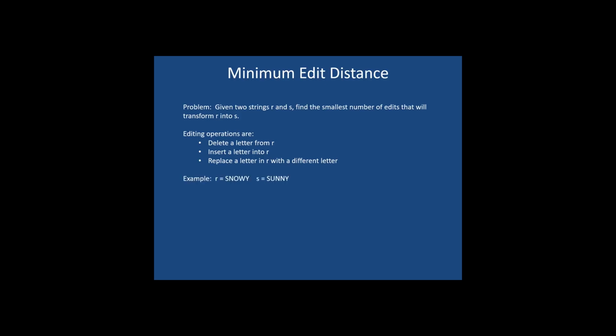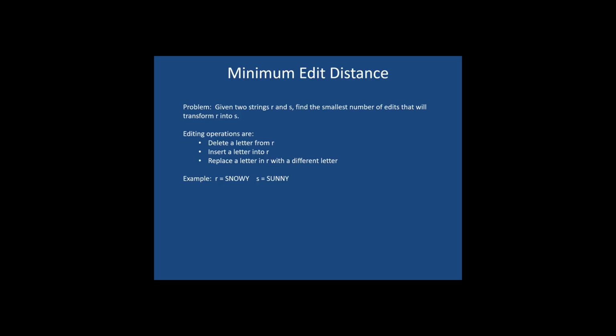So let's look at an example. Let's say we start with snowy and we want to turn it into sunny. How many edits does it take? What's the minimum number of edits to turn snowy into sunny? 3. Okay, I've got votes for 3. Anyone see a way to do it with 2? With the end to where the W is. Okay, so replace the W with an N? Well, yeah, you have to do 3 edits.